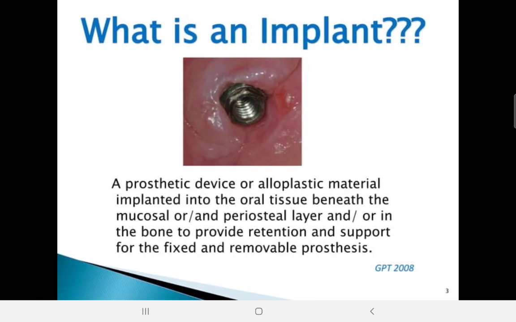So what is an implant? Implant is a prosthetic device or alloplastic material which is implanted into the oral tissue beneath the mucosal and or periosteal layer and or in the bone to provide retention and support for the fixed and removable prostheses.